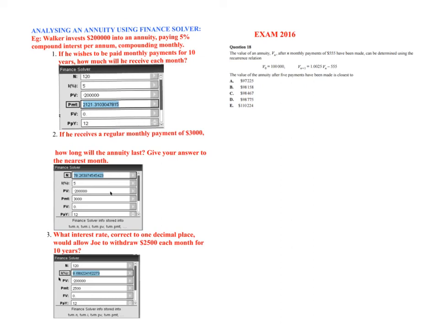So just to quickly go through Finance Solver with annuities. We have Walker invests 200,000. So that is your PV, and because he's investing, it's a negative PV because it's an annuity. He said paying 5% compound interest per annum. So because they said 5%, that's the I per annum, and it's compounding monthly, so PPY equals 12. He wishes to be paid monthly payments for 10 years, so 10 years would mean 10 times 12. And you can see that here I've put 10 times 12.